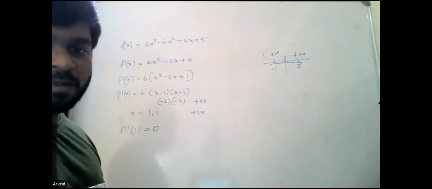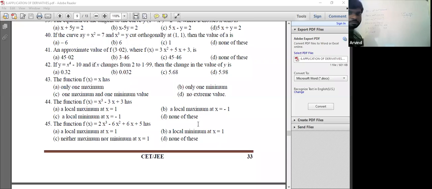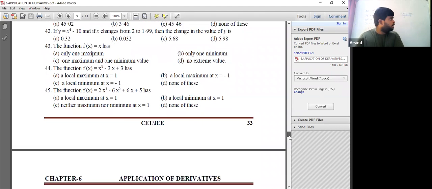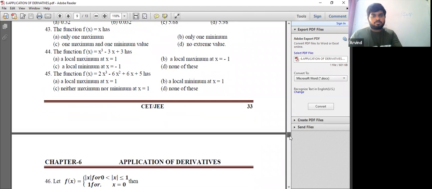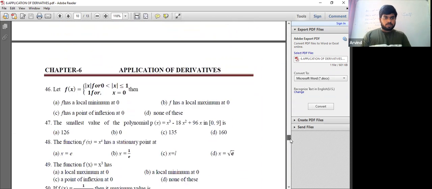Okay, so f dash of x on this side and that side does not change sign. So neither maximum nor minimum at x equal to 1.